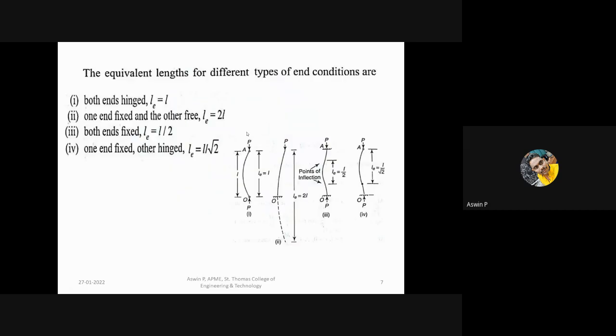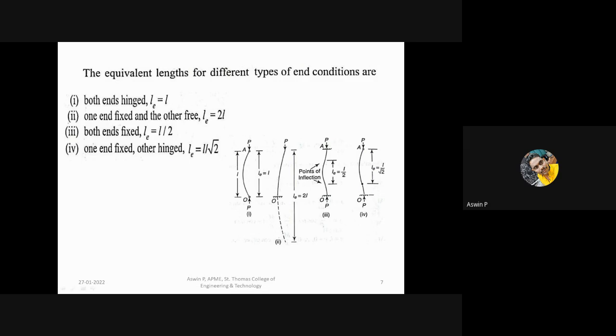So, first of all, we must know what is LE. As we have already written all these things, no need to write again and again. I will mention, if both ends are hinged, LE will become L. That is here, LE is equal to L. This is the equation which we have derived now.